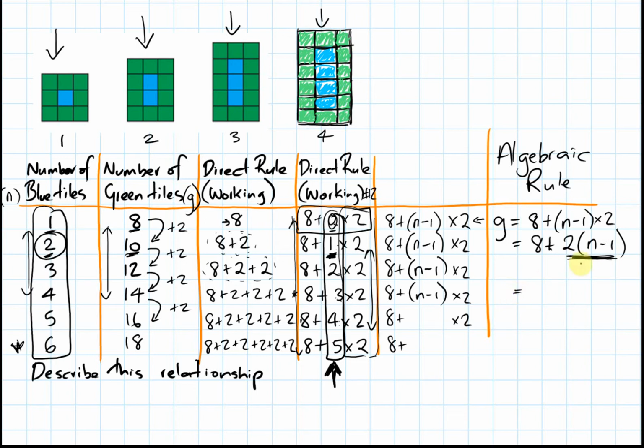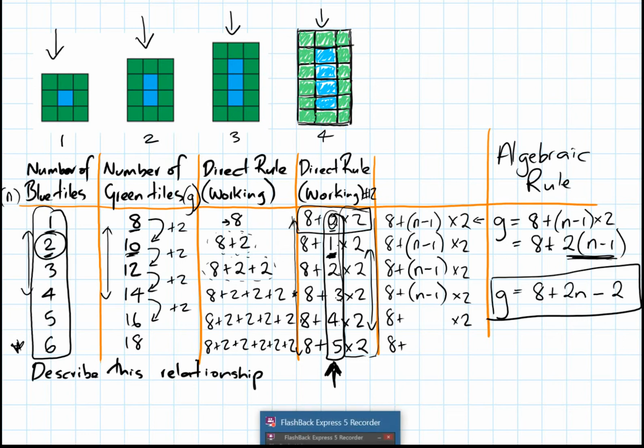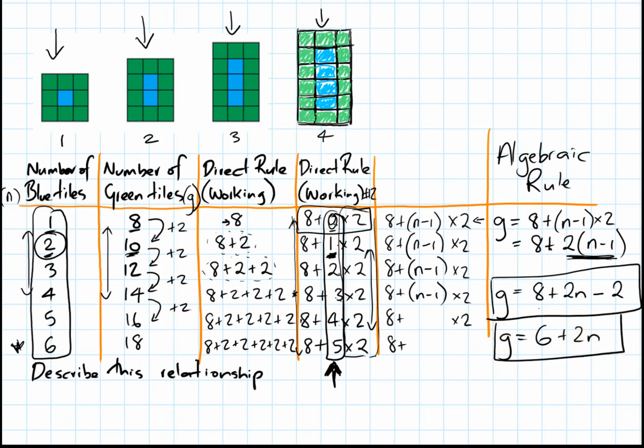And then we could also multiply out these brackets here. So 8 plus 2 times N is 2N, minus 2 times 1 is 2. So there are different forms of the rule that we can eventually come up with. Okay, and one final shortened form of the rule. We can see we've got 8 plus 2N minus 2. So 8 minus 2 is 6, plus 2N. So we could use this shortened form of the rule as well.